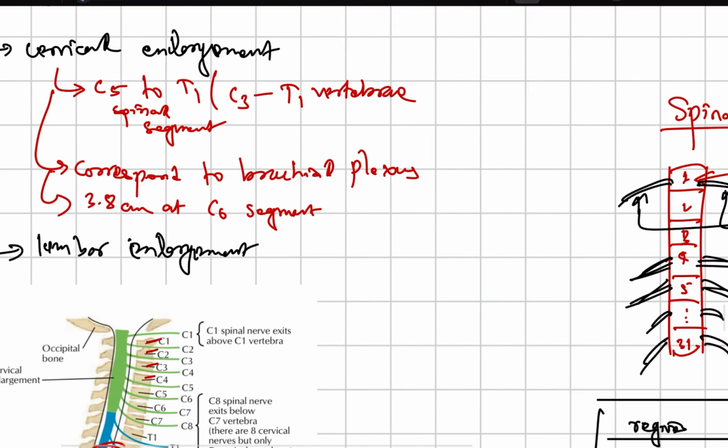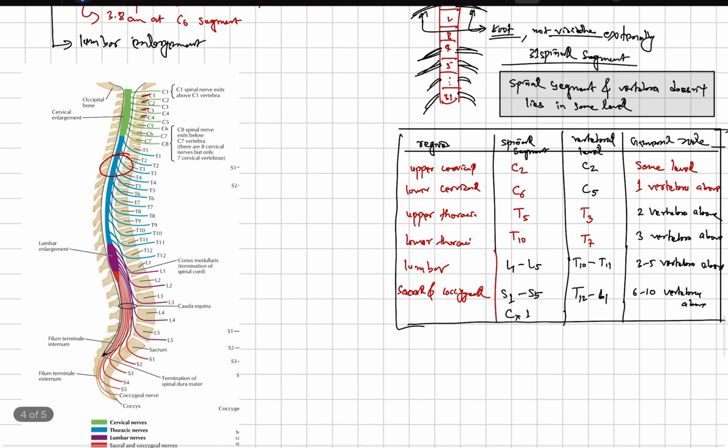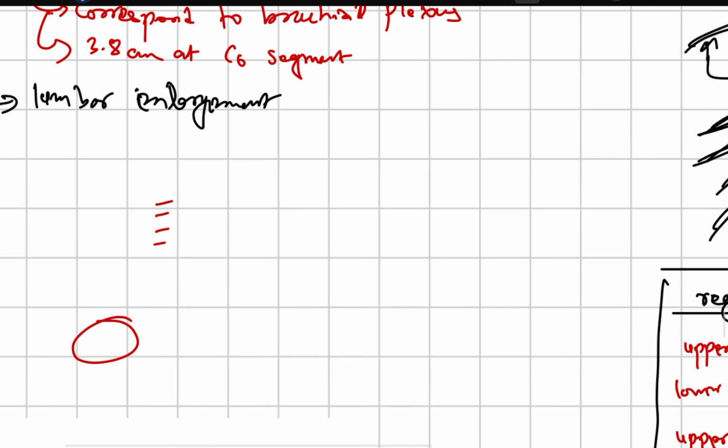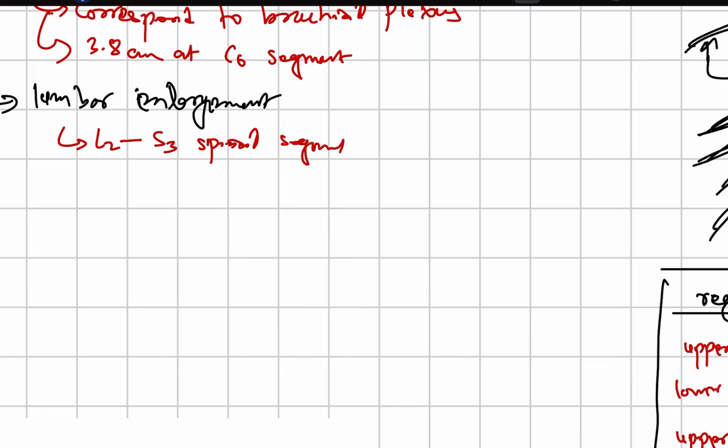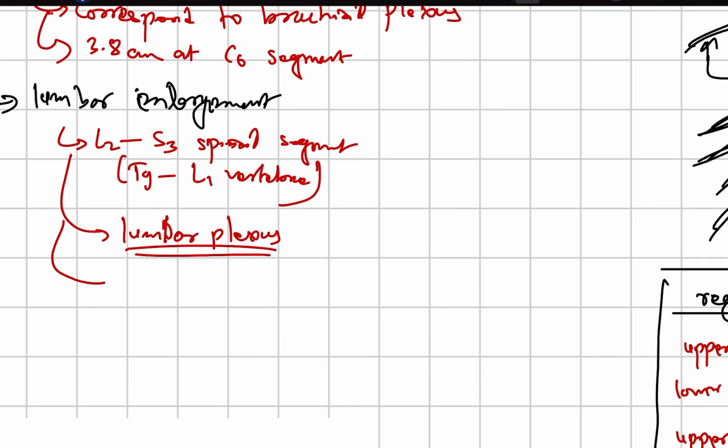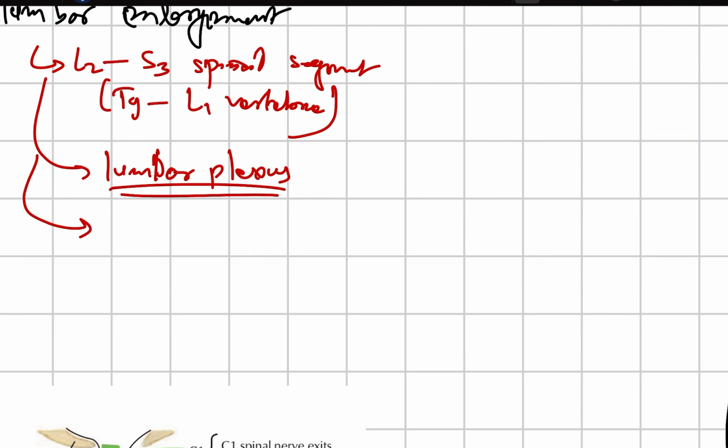Moving on, lumbar enlargement. The lumbar enlargement lies at spinal segments L2 to S3, and the vertebrae are T9 to L1. It is there because of the lumbar plexus, and that leads to the enlargement, which is about 3.5 cm at the S1 segment.